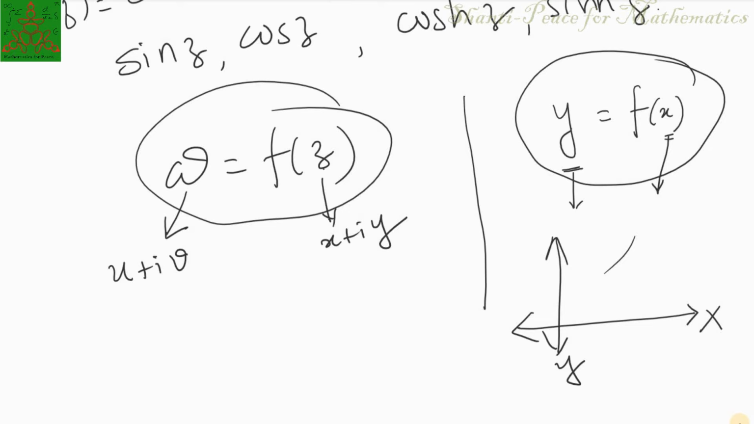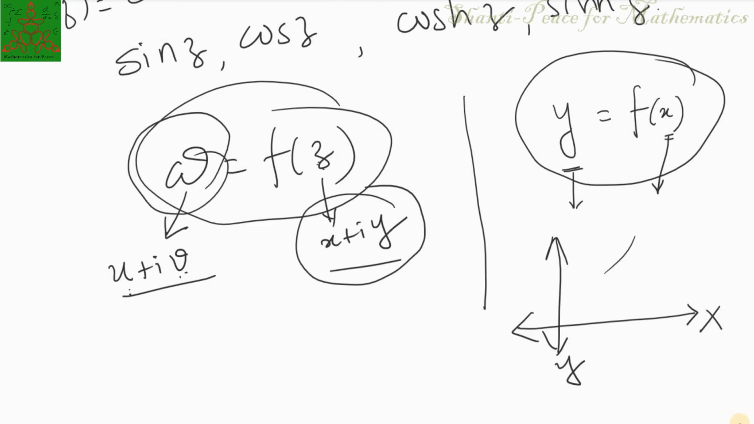Here z is an independent variable and w is a dependent variable, but z involves x plus iy. So z itself has two variables, and w also has two variables, u and v, where u and v are dependent variables that depend on x and y. So originally you will have a 4-dimensional figure, and that 4-dimensional figure cannot be represented on graph paper. So you cannot plot a graph of w equal to f of z in general.